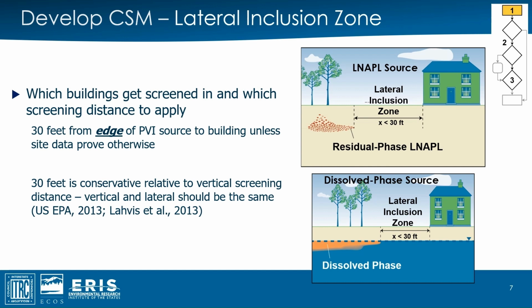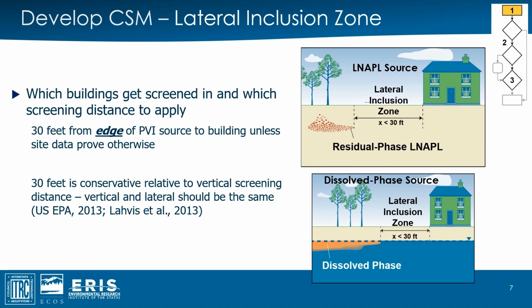It is used to determine 1, if a building is close enough to the lateral edge of a vapor source to be considered for PVI screening, and 2, whether to apply a LNAPL or dissolved phase screening distance. The lateral inclusion zone is defined from the edge of the petroleum vapor source to the edge of a building foundation. Buildings located inside the lateral inclusion zone are screened in. Buildings located outside the inclusion zone are screened out.